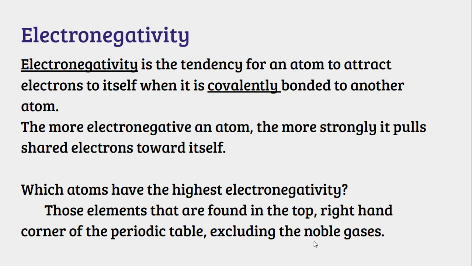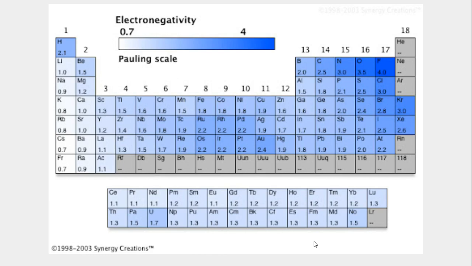On the periodic table of elements, the elements that are found in the top right-hand corner of the periodic table, excluding the noble gases, have the greatest electronegativity. And we can see that here in this image. So as we move from left to right across the periodic table of elements, the stronger the pull of electrons is going to be. And take note, we're really going to focus on oxygen here, because the next topic we're going to discuss is properties of water, and it's really important to note that oxygen is much more electronegative than, say, hydrogen.